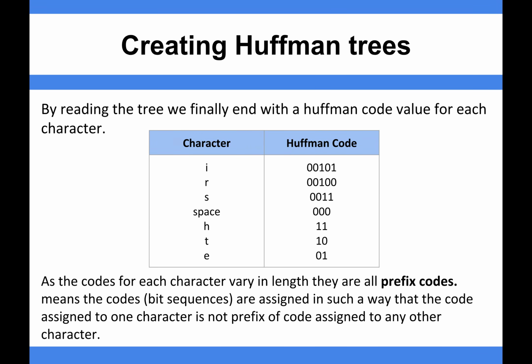So here you can see them all in a table. Now, the really clever thing about this is, although the codes for each character vary in length, they're all known as prefix codes. What that means is that they're assigned in a way that the code for one character is not the starting code of another. So you can see, for example, here, space is 000. There is no other code that starts 000. So basically, you couldn't misinterpret any of these codes as anything other than what they are. E is 01. There's no other code that starts 01. T is 10, nothing else. H is 11, nothing else. And the Huffman tree does that for you automatically.